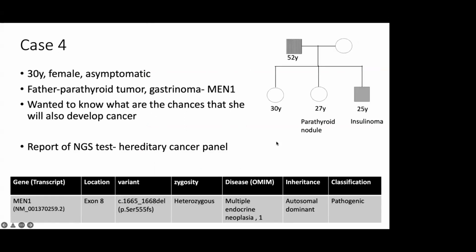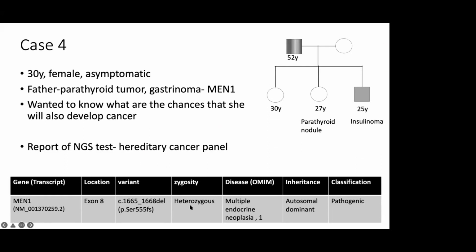So the last case here, this is a family who came recently to us. This 30-year-old was a consultant, asymptomatic, and her father was diagnosed with parathyroid tumor. The endocrine surgeon who operated suspected MEN1, and to confirm it, he had already sent a next generation based testing. So this was the report with which she came to us. And she wanted to know whether she has an increased risk of developing cancer and what can be done.